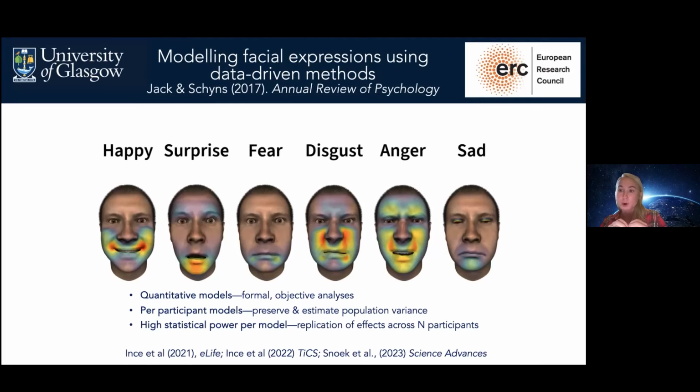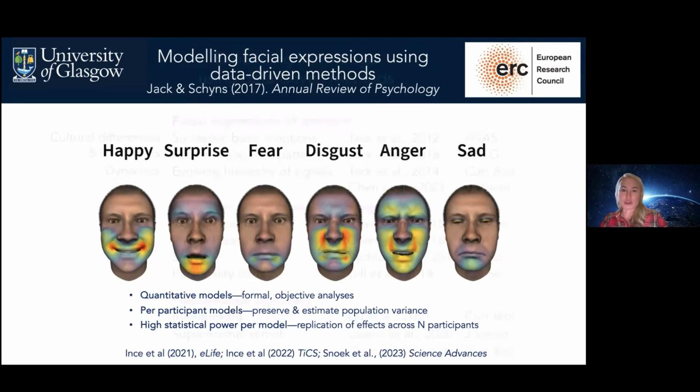We also derive per participant models. So we derive a model for each individual participant, for each response type. And this enables us to preserve rather than erase any individual variation. It also enables us to estimate population prevalence. So if we find an effect in N observers, we can estimate how prevalent this is in the population. It also gives us very high statistical power per model because many participants do many trials. So there's very high within-participant statistical power, and that enables us, again, to show replication of effects across N participants.